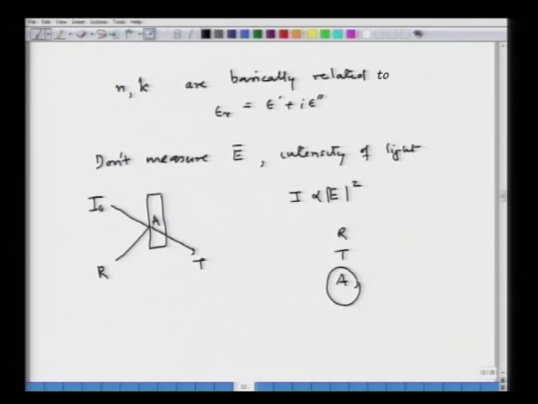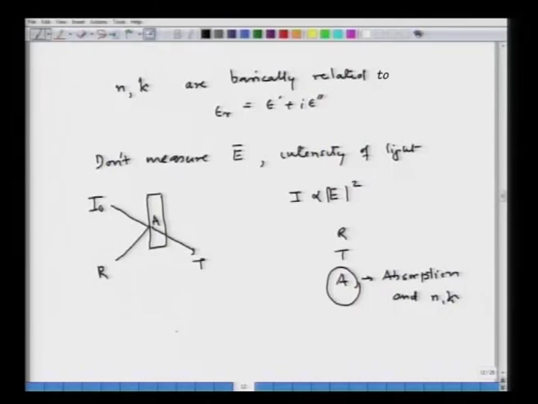I will first show the relationship between absorption and N and kappa. This is a term that we also used in the earlier lecture, where I was talking about the absorption coefficient. If you remember, we talked about intensity of light. If I naught is the intensity of light falling on a material of this dimension x, then what I am going to measure is the intensity here, which will be attenuated by a factor alpha x, and alpha was defined as the absorption coefficient.